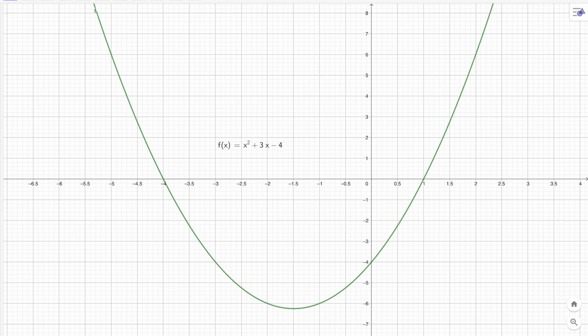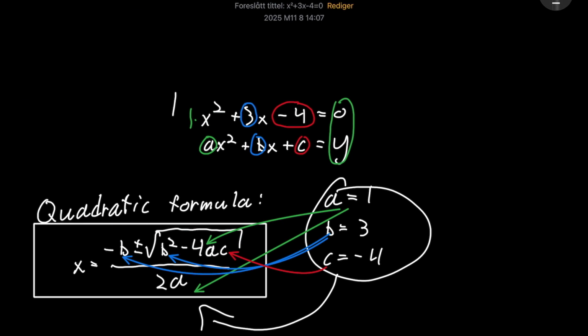Here we have the graph for the function. You can see that where x is equal to 1 and x is equal to minus 4, then y is equal to 0, which is the same as we have right here.